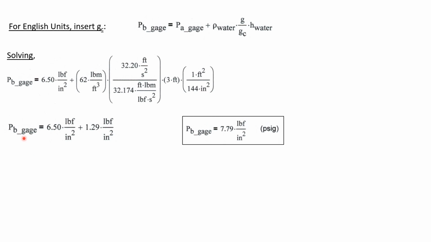And so the gauge pressure at level B is the gauge pressure at level A, 6.5 pounds force per square inch, plus an additional 1.29 pounds force per square inch, that pressure created by the column of water. And so we have the gauge pressure at point B is 7.79 pounds force per square inch. So that is psig, that's gauge pressure, not absolute pressure. If I wanted the absolute pressure, I would have to add atmospheric pressure to the gauge pressure.